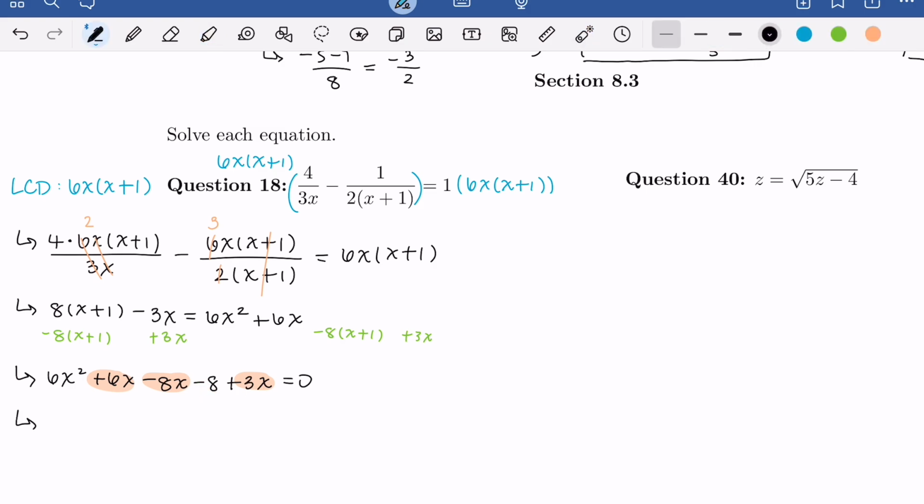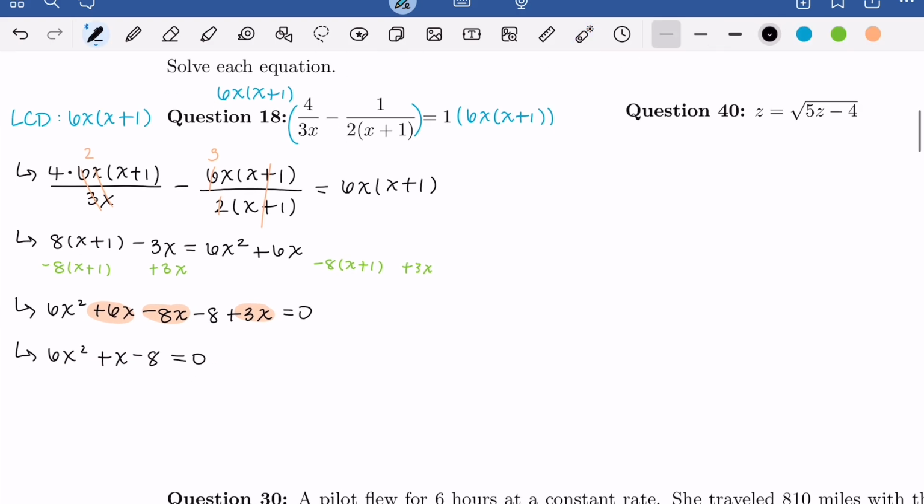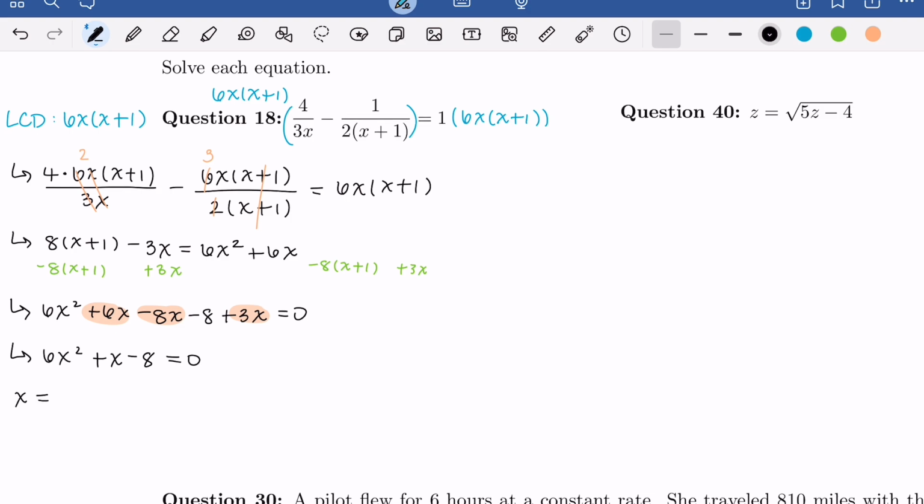So we're going to end up with 6x squared plus x minus 8, and that's going to be equal to 0. Now we have a quadratic equation in standard form, so we can use our quadratic formula to solve. We're going to have x is going to be equal to opposite b, so negative 1, plus or minus the square root of b squared, so 1 minus 4 times a times c. This is going to be all over 2 times a, so that gives us 12.